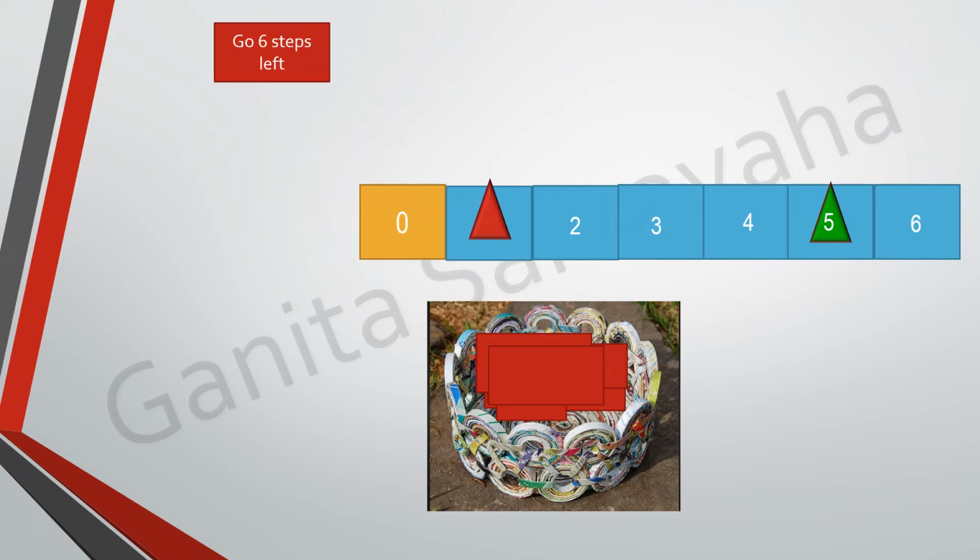Oh, the chit says go 6 steps to the left. That means what? 1, 2, 3, 4, 5. There are only 5 places. She wonders what to do. Then she gets an idea. She places it on 0 and says, "Hey, I am the winner."